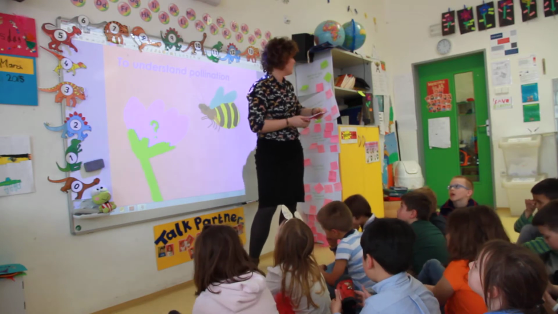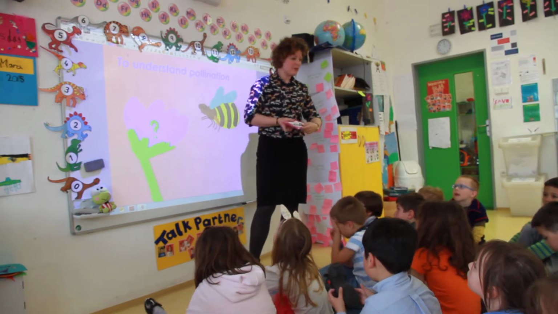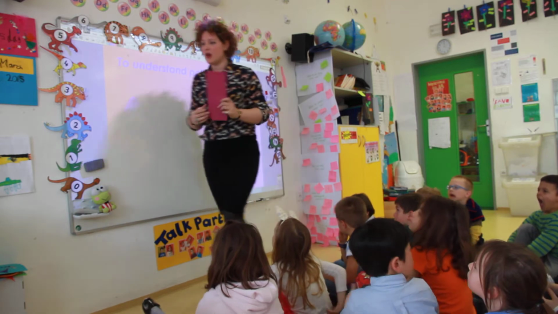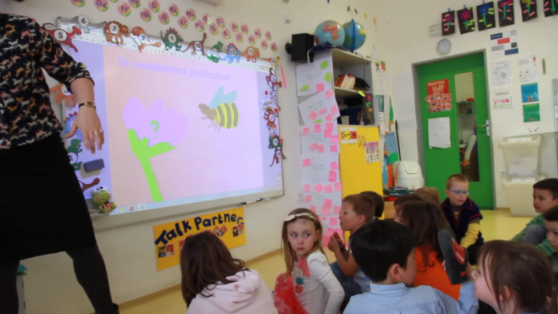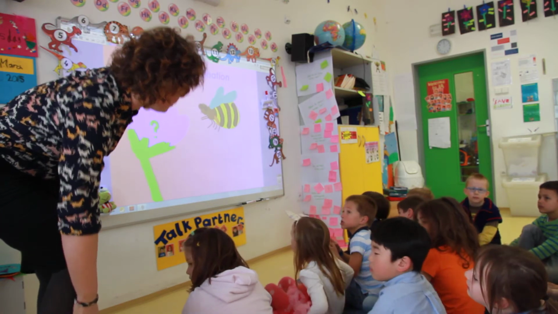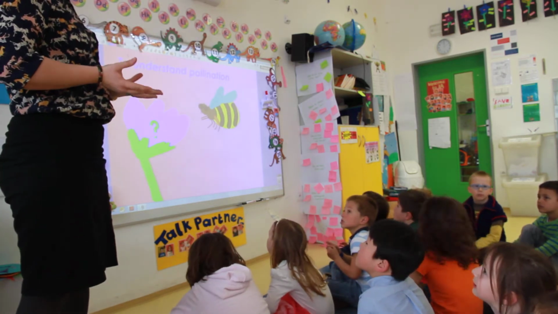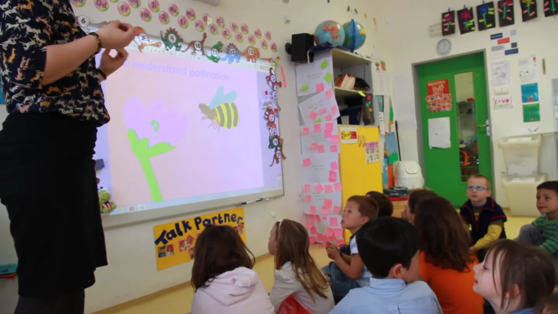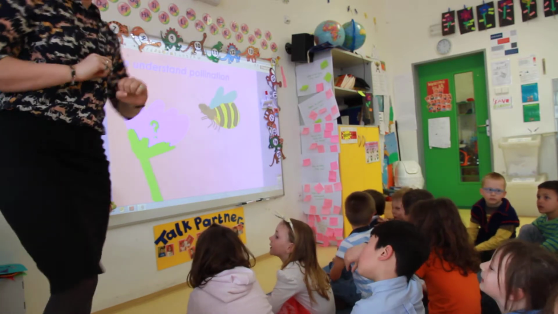So what we're going to do today is look at all of the parts of a flower. Now, to start our lesson, we're going to remember what we did last time, aren't we? We looked at how bees and flowers interact to pollinate. Can you say pollinate? Pollinate. I'm going to need some help for this.